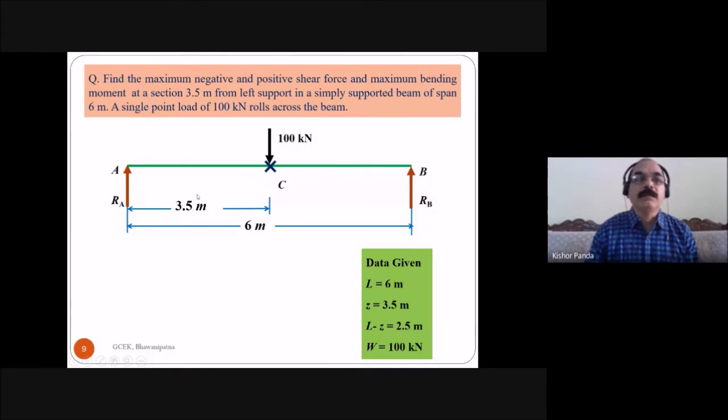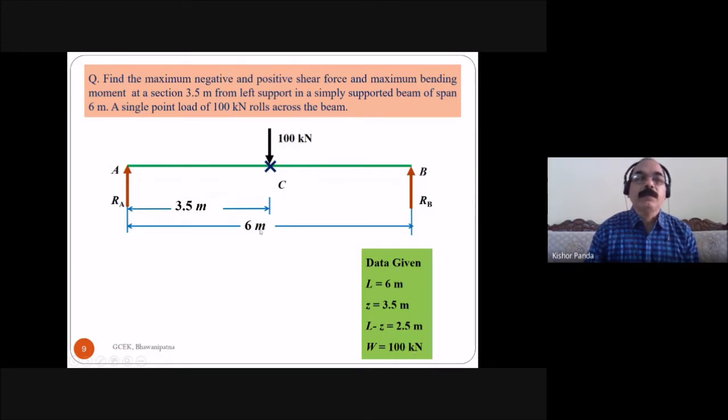This is Z. 3.5 meter is your Z and L is equal to 6 meter. Z is equal to 3.5 meter. And this side L minus Z, L minus Z is equal to 2.5 meter. And the load W is equal to 100 kilonewton. This is the data given.